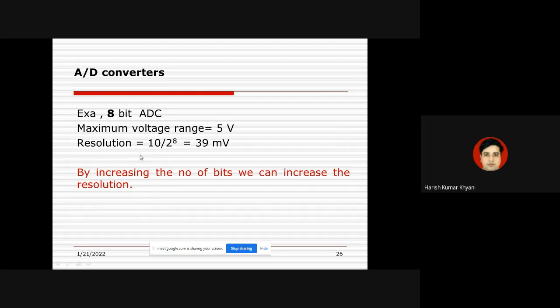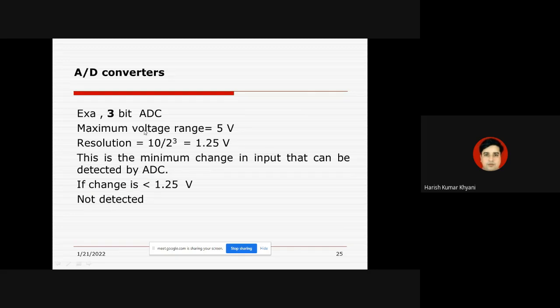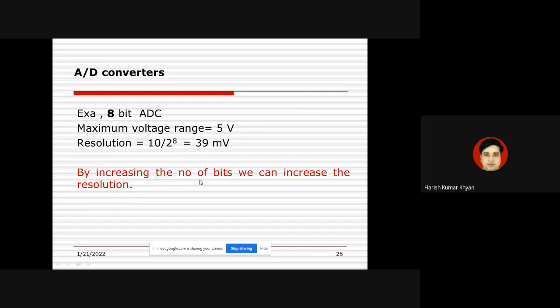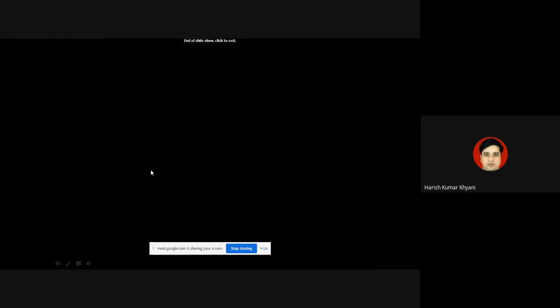So let us see one more example. Suppose we have an 8-bit converter. Please read it as 10 volt rather than 5 volt. So in this case, the resolution would be 10 divided by 2 to the power 8. So in this case, our resolution step has decreased to 39 millivolt. Earlier it was 1.25 volt. Now it is 39 millivolt, right? So what we have seen is that earlier we had 3 bits, now we have 8 bits, okay? So by increasing the number of bits, we can increase the resolution. So thanks students.